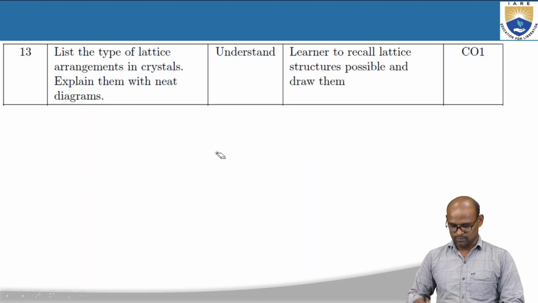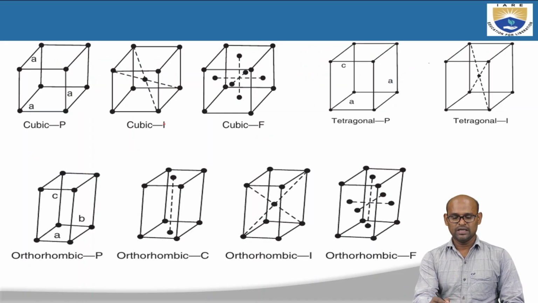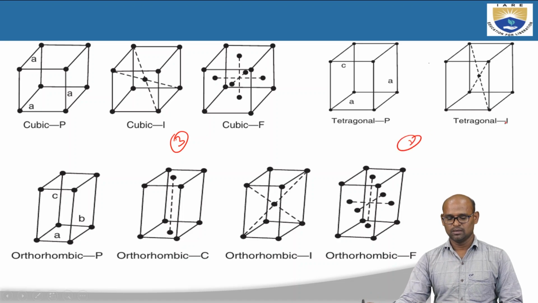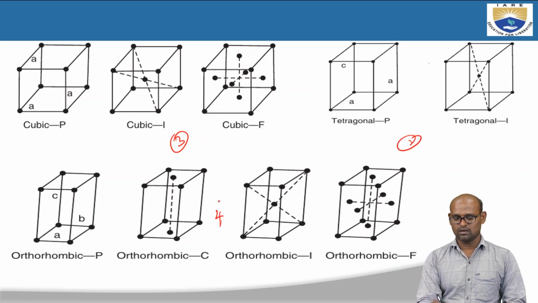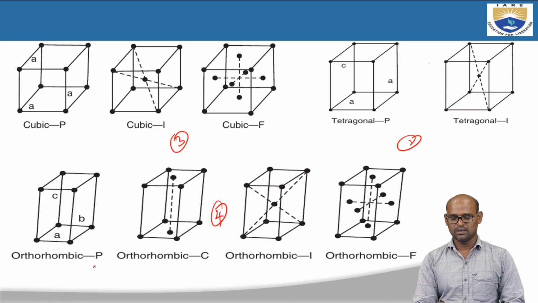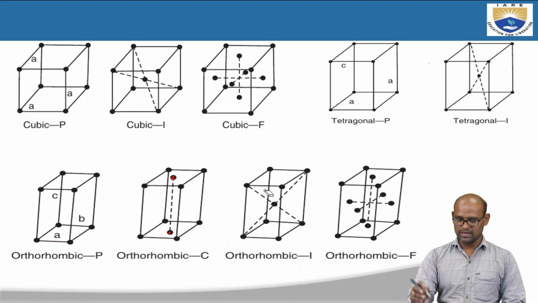Yeah, so these are the three for cubic: simple cubic, body centered, and face centered. And there are two for tetragonal: simple and body centered. And there are four for orthorhombic: simple, base centered. So this is the base centered. See, there is an atom at the base and at the top. So base centered orthorhombic, body centered orthorhombic, and face centered orthorhombic. So there are 9 here.